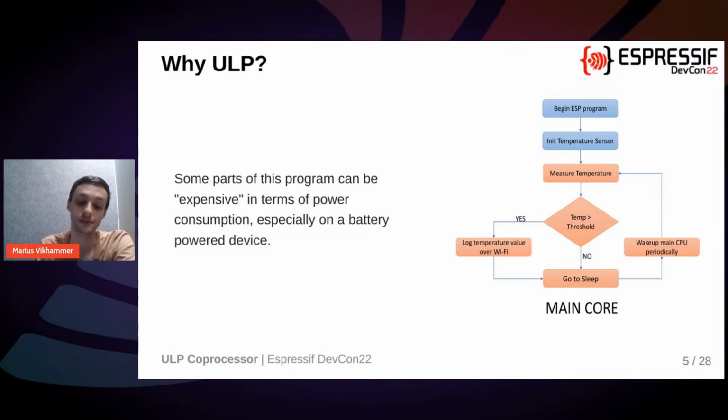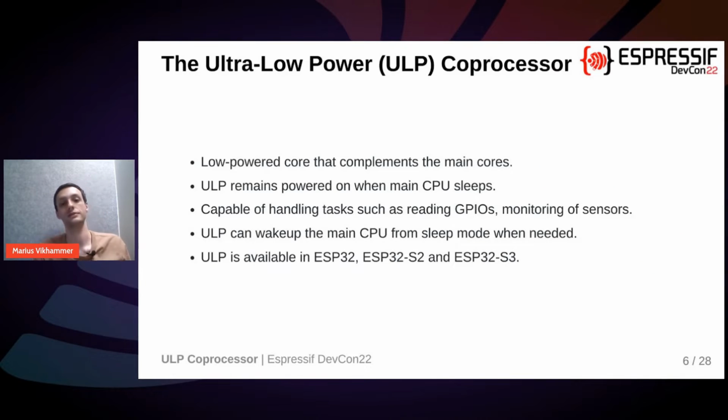And then comes the ULP into the picture. Is there any way we can do this better? So what is the ULP? It's an ultra low power coprocessor, which means it's a low powered core that complements the main cores. And it can remain powered on while the main CPU sleeps. And it's from here you get the main power savings, and it's capable of handling simple tasks such as reading GPIOs and monitoring certain sensors.